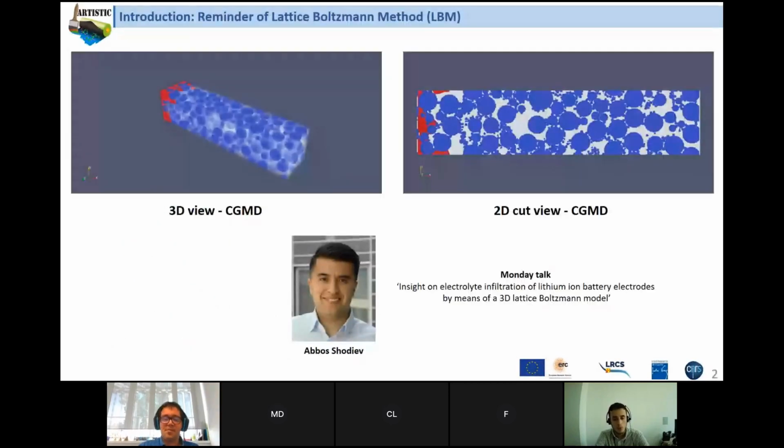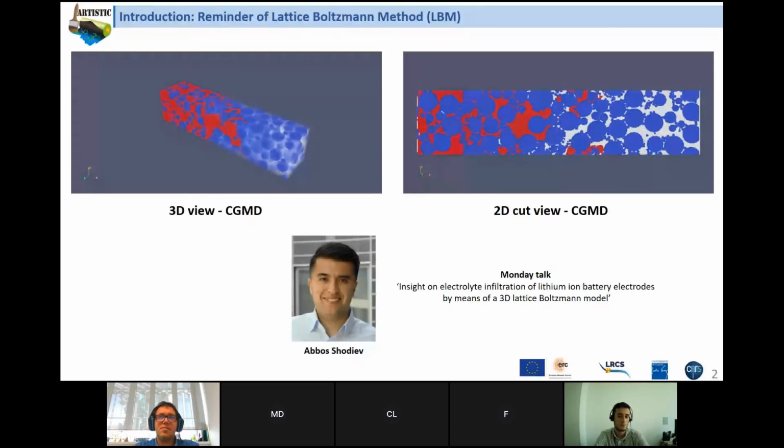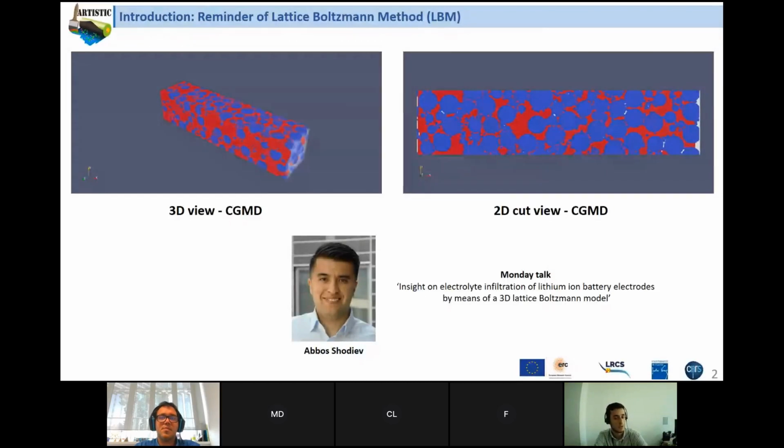So just to quickly remind what is the use of the Lattice Boltzmann method. As you may remember from the Monday talk, the Lattice Boltzmann method is coupled with the whole electrode manufacturing workflow in order to simulate the electrode infiltration process in 3D microstructural models, right? So as you can see from these videos, from a CGMD simulated electrode microstructure, we can quite accurately see how the electrolyte penetrates, and particularly we can use this to assess the effect of unwetted zones within the electrode, as Eli explained, on the electrochemical performance of these simulated electrodes, right?